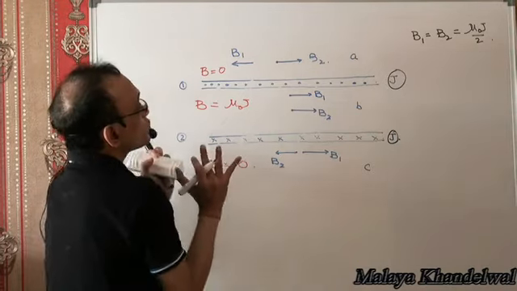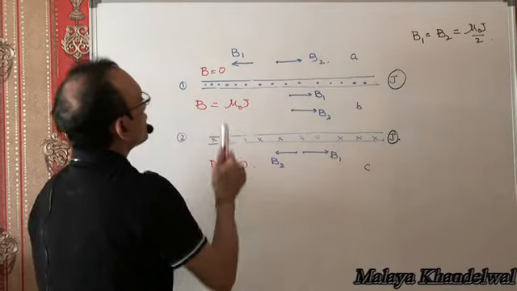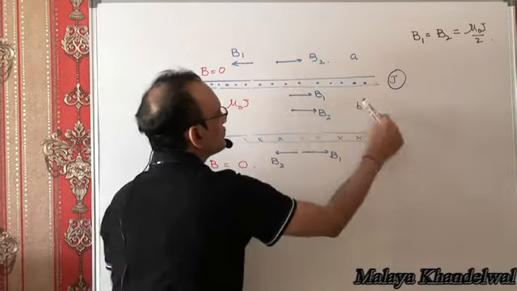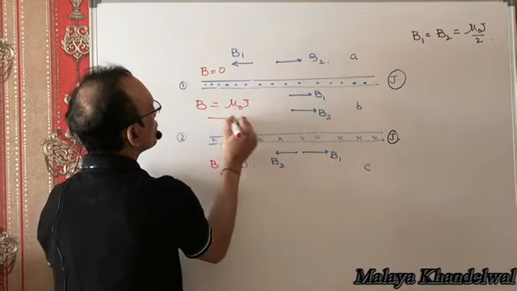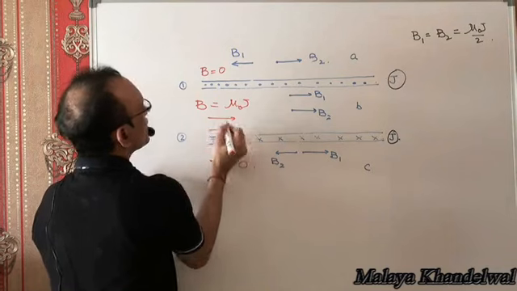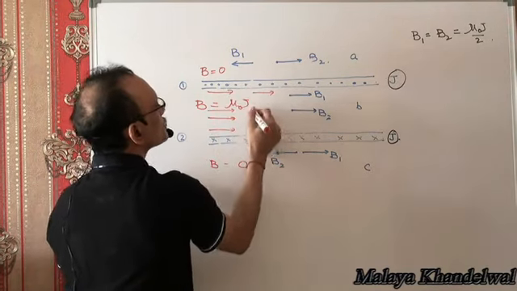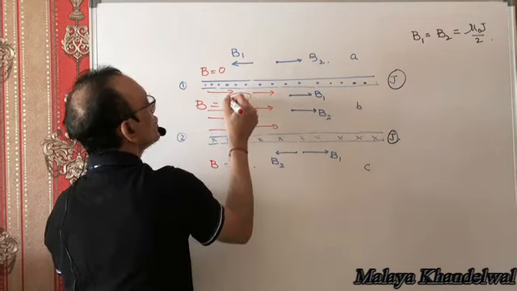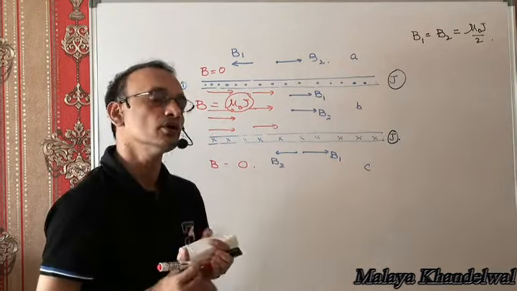Yes or no? Which means between these two infinite sheets of current, we have a region of uniform magnetic field in this and 0 here and 0 here. So this is a region of uniform magnetic field depicted by magnetic field lines this way. This would be a region of uniform magnetic field mu naught J and 0 magnetic field above and below this. Yes or no?